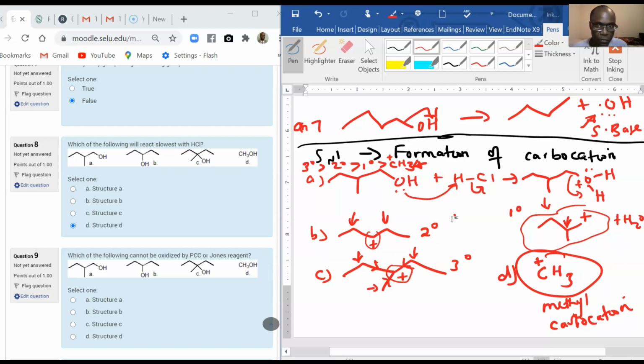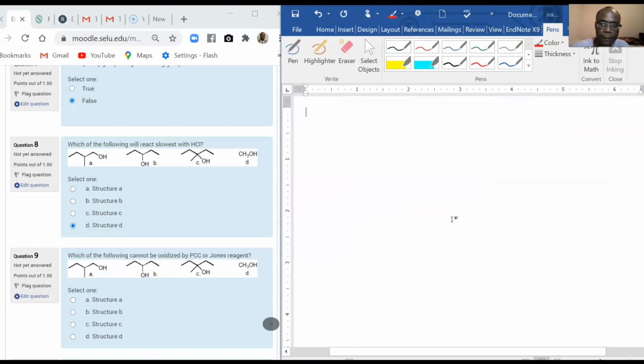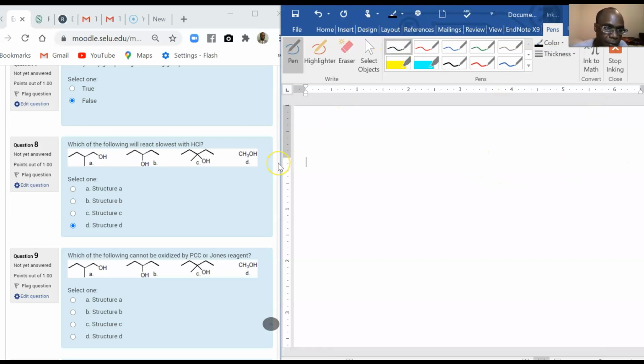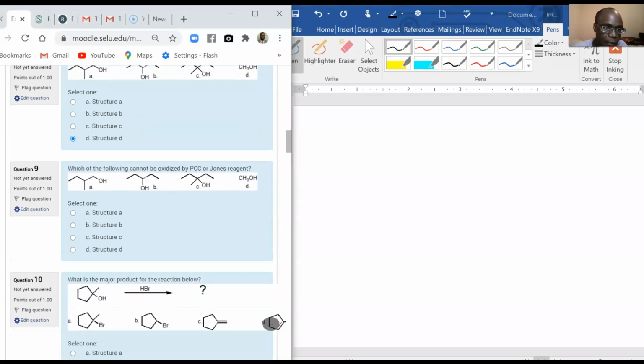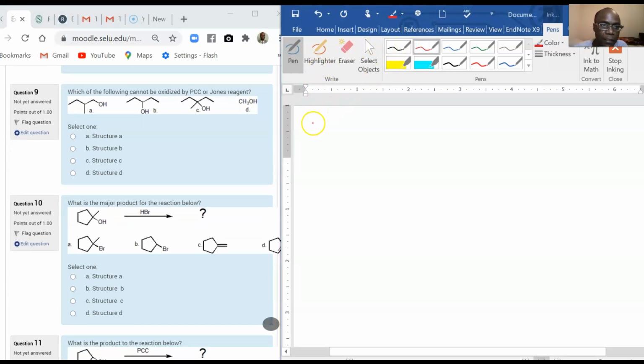Which of the following cannot be oxidized by PCC or Jones? I'm gonna need to create space. Let's see. Okay, so the point that we said about oxidation of alcohols is, if you want to oxidize an alcohol, the carbon bearing the OH must have a hydrogen. So A can be oxidized by PCC to its aldehyde, because PCC is mild.